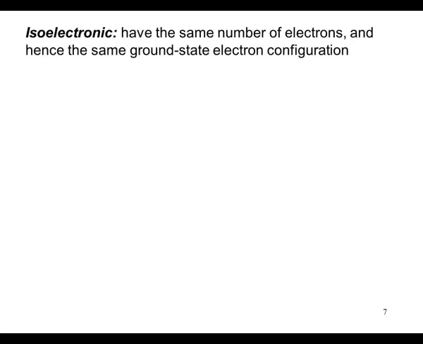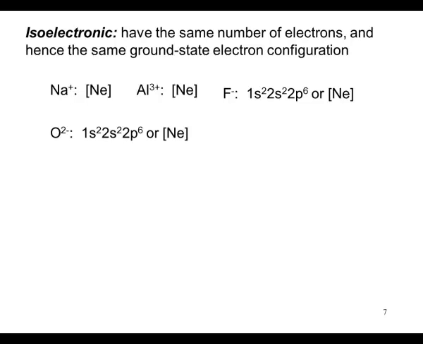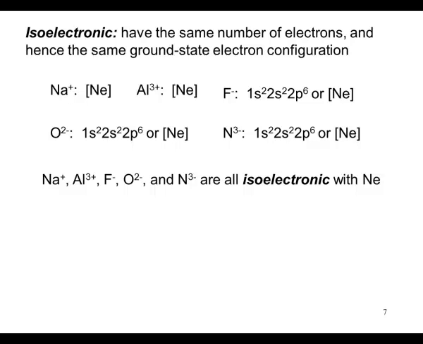Isoelectronic means having the same number of electrons as the ground state electron configuration of another element. So the sodium ion is isoelectronic with neon. The aluminum ion is isoelectronic with neon as well. And the fluoride ion is also isoelectronic with neon. Oxide, similar. And nitride, the same. They are all isoelectronic with neon.